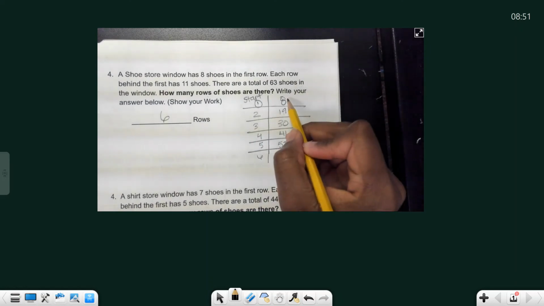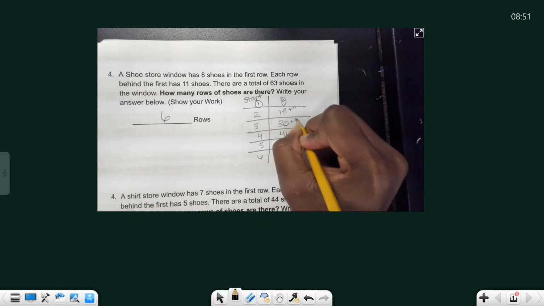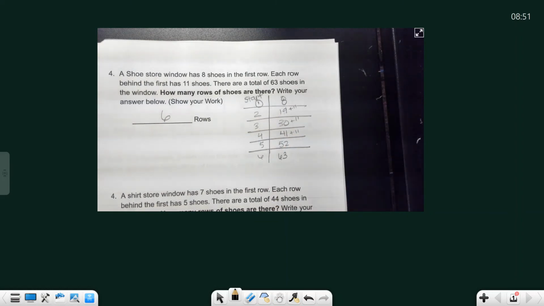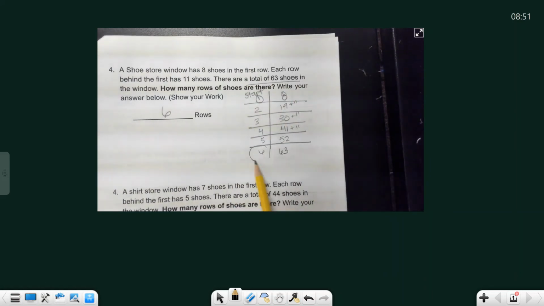All we did was start at 8 and add 11 to each one. And we were looking for the one that had the total number of shoes that the window had to offer, which was 6.